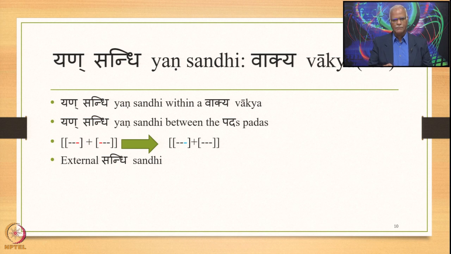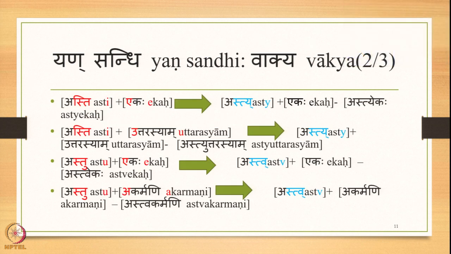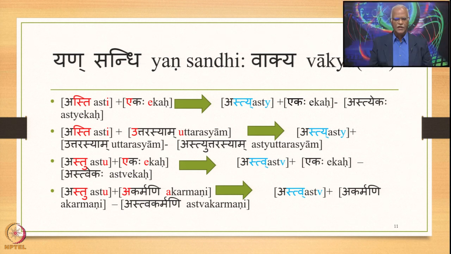And let us see examples of this type of sandhi. So we have asti and ekaha, the first example. There are in fact four examples on this slide, and they are of e and u vowels respectively from the set of ik. Now asti plus ekaha, these are two padas, and asti is the tinganta form, ekaha is the subanta form.